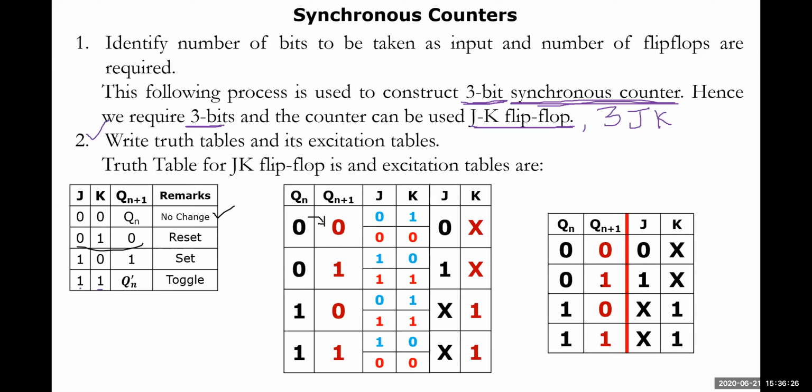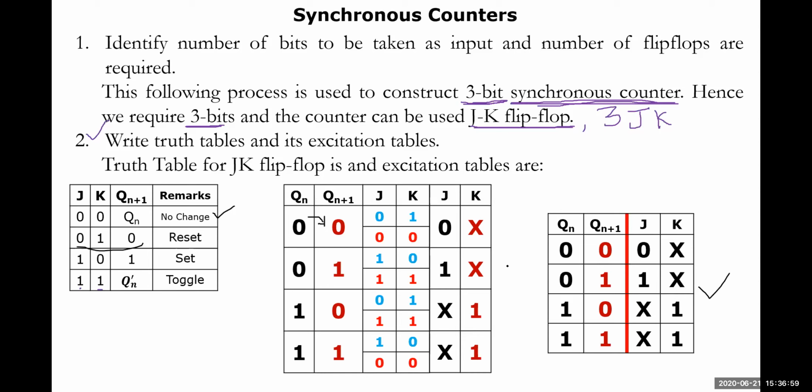Next, 0, 1: the present state is equal to 0 and the next state is 1. If this is the case, J must be equal to 1 and K will be either 0 or 1 here. Then 1, 0: J may be either 0 or 1, but K must be 1. So this is called the excitation table of the JK flip-flop. I hope you understood what I spoke to you at this moment.